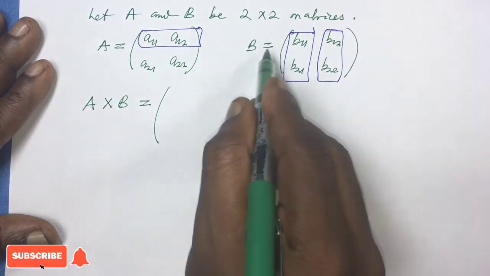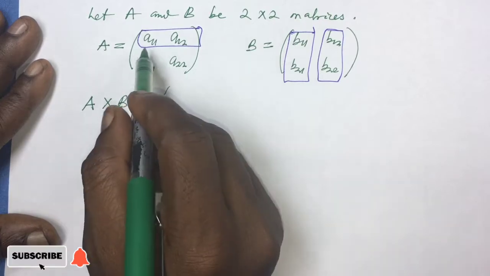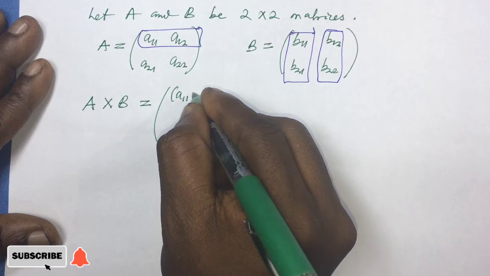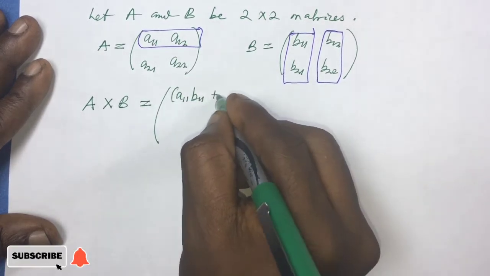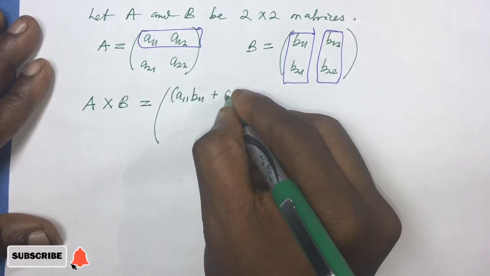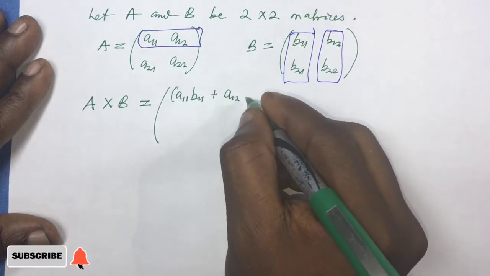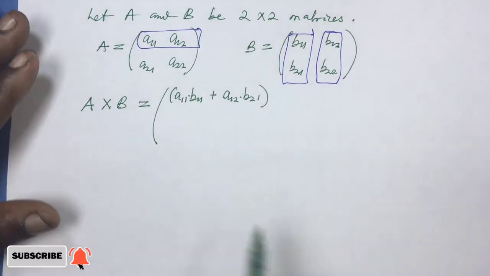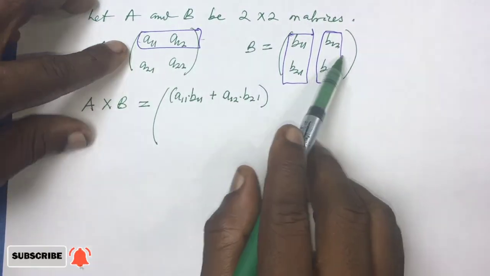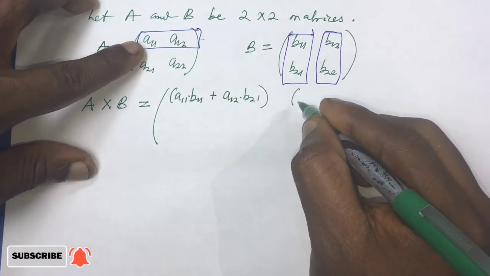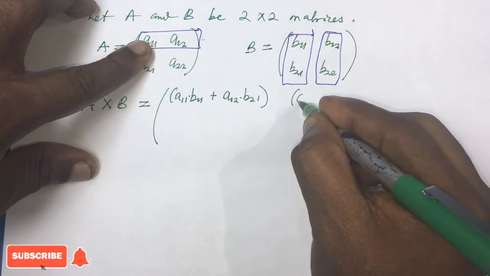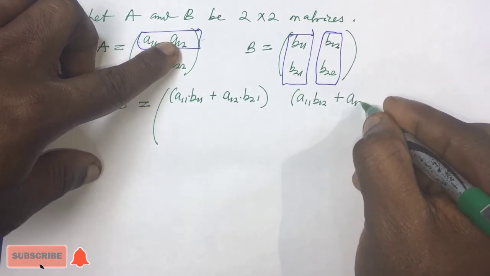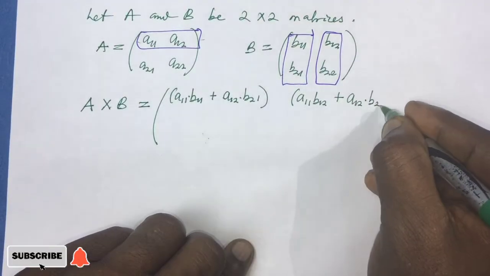So this will be A11. Using the first row to multiply the first column, you end up having A11 times B11, and I'm going to write that result here, A11 B11. Then plus A12 times B21, this times this. I'll close that bracket. Then I'm going to use this first row again to multiply the second column, and that will give us A11 times B12. This gives us A11 B12 plus A12 times B22, and that gives us this.